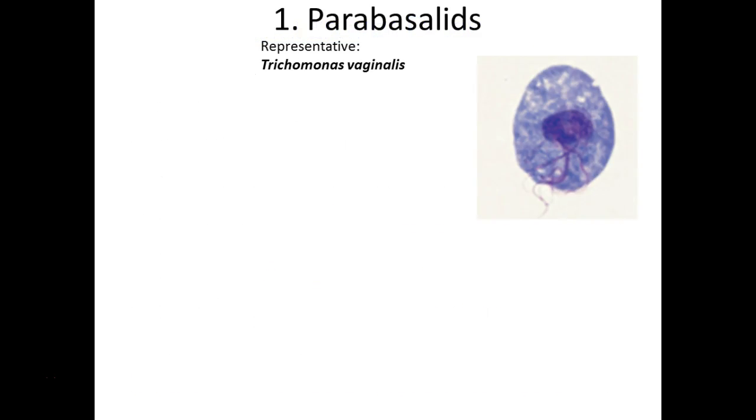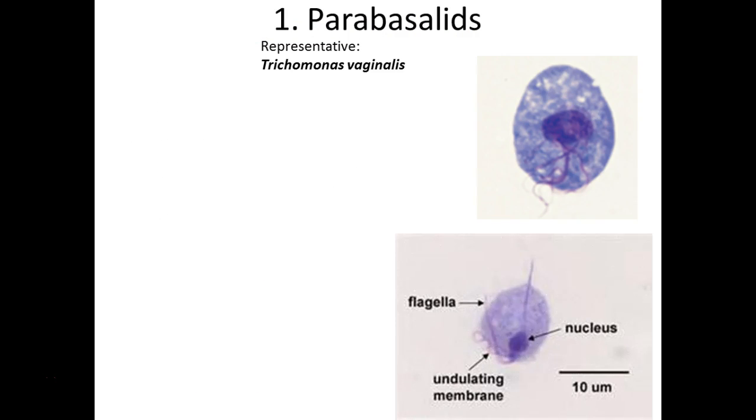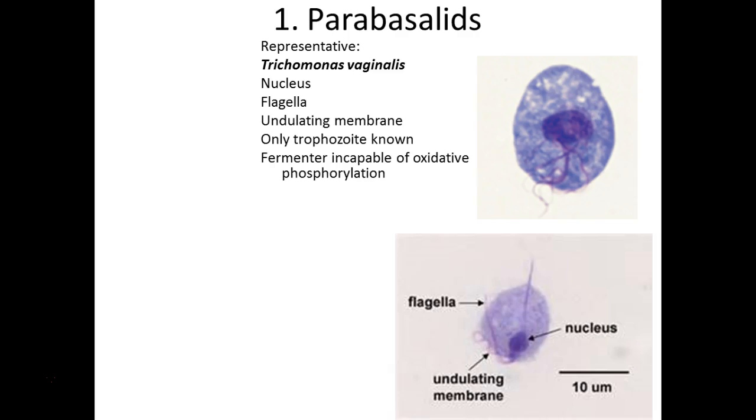So the first one we're going to look at is Trichomonas vaginalis, and this is one of my new slides. It's a special expensive slide we just bought that actually has the flagella stained so that you can very easily see the nucleus and the flagella. Of course, you're not going to see the undulating membrane undulating because they're prepared slides. They're dead. Only known to have the trophozoite, no cyst phase.